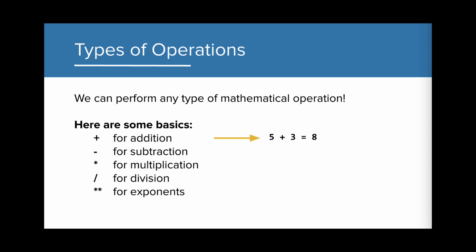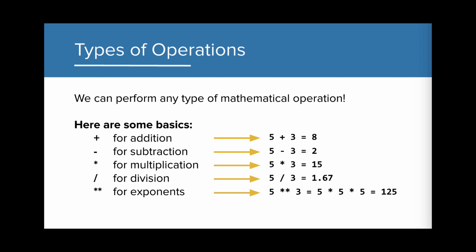For the addition of two numbers, we use the plus sign. For the subtraction of two numbers, we use the minus sign. For the multiplication of two numbers, we use the asterisk, not x. For the division of two numbers, we use the forward slash. And finally, for exponents, we use two asterisks. So 5 asterisk asterisk 3 is the same as saying 5 raised to the power of 3, which is 5 times 5 times 5, or 125.